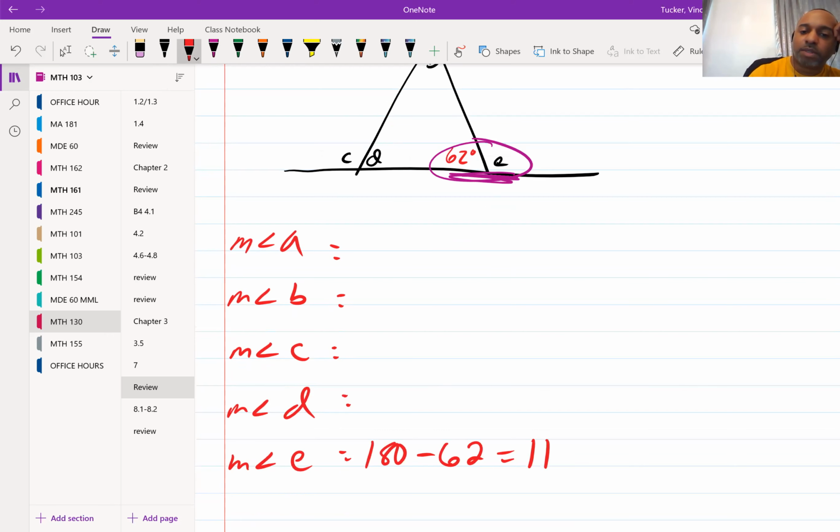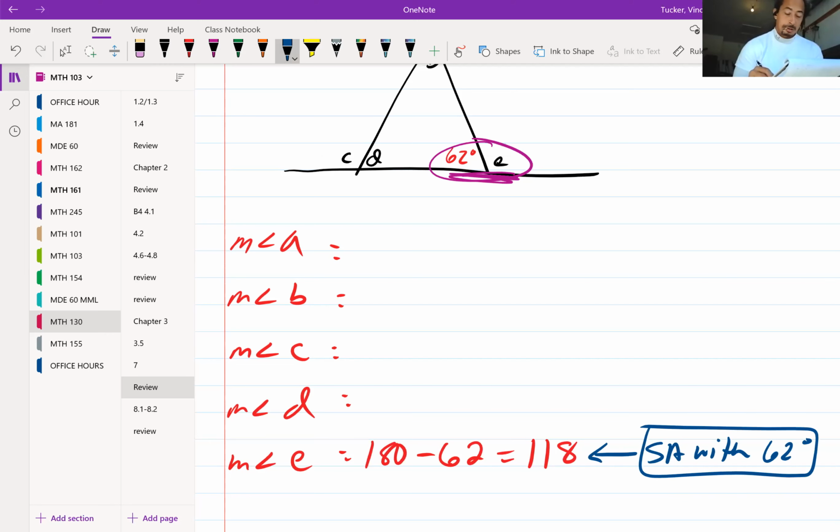It should be 180 minus 62, which gives 118. And that was a straight angle with that 62 degrees, so we found it that way.